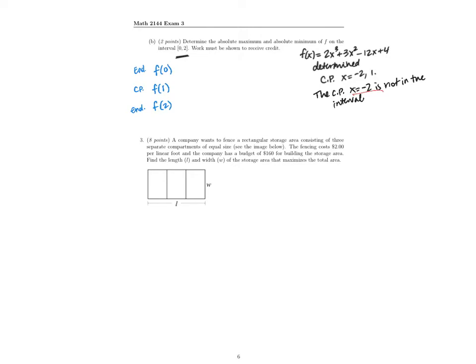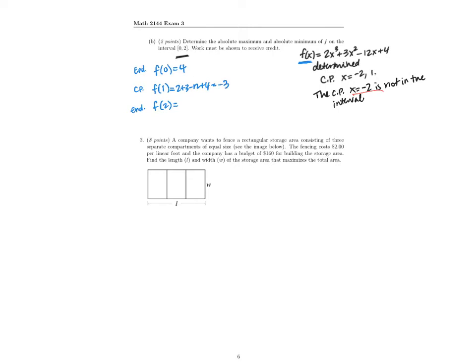So basically we just want to take these values and plug them into our original function f. So if we plug 0 in there, we'll get 0 plus 0 minus 0 plus 4. If we plug 1 into there, we'll have 2 plus 3 minus 12 plus 4, which is equal to, let's see, 4, 5, 6, 7, 8, 9, -3.